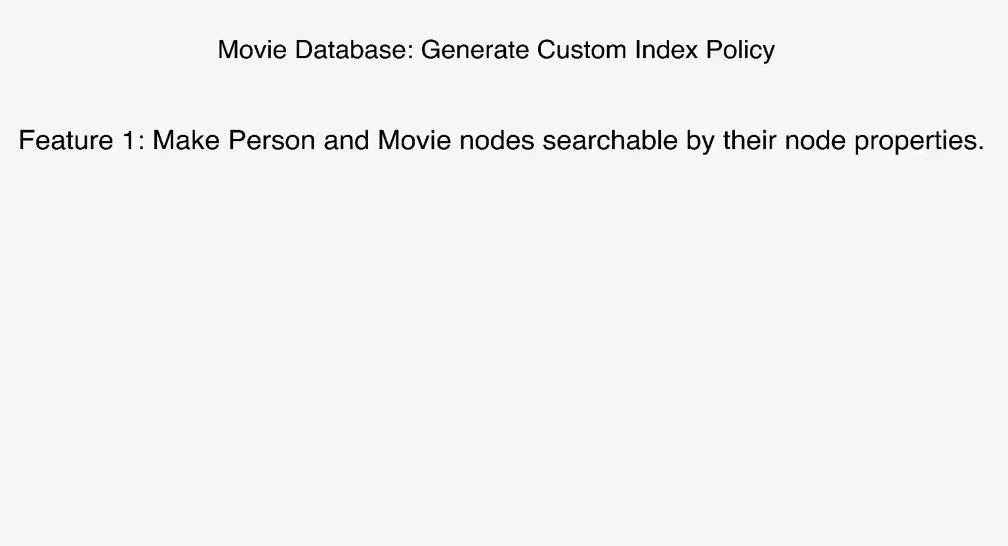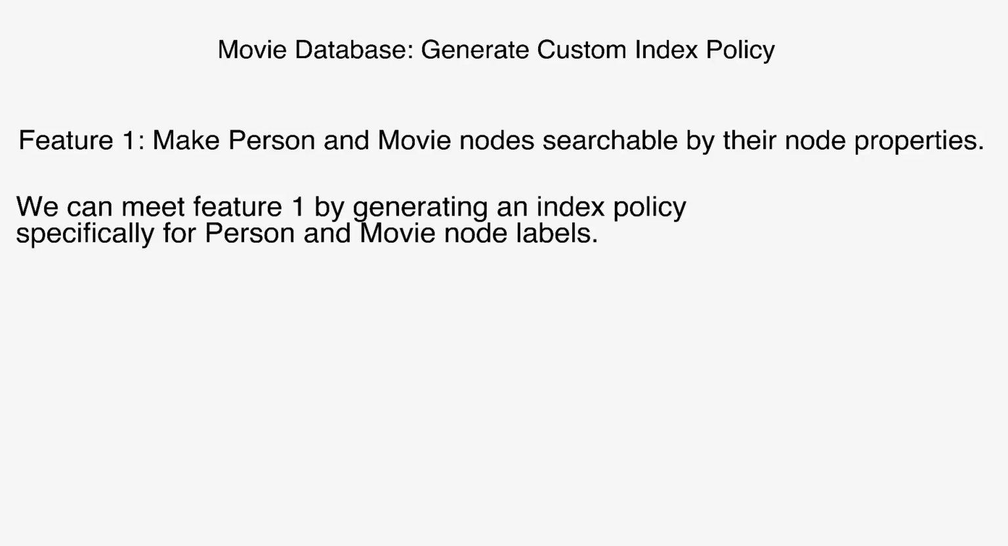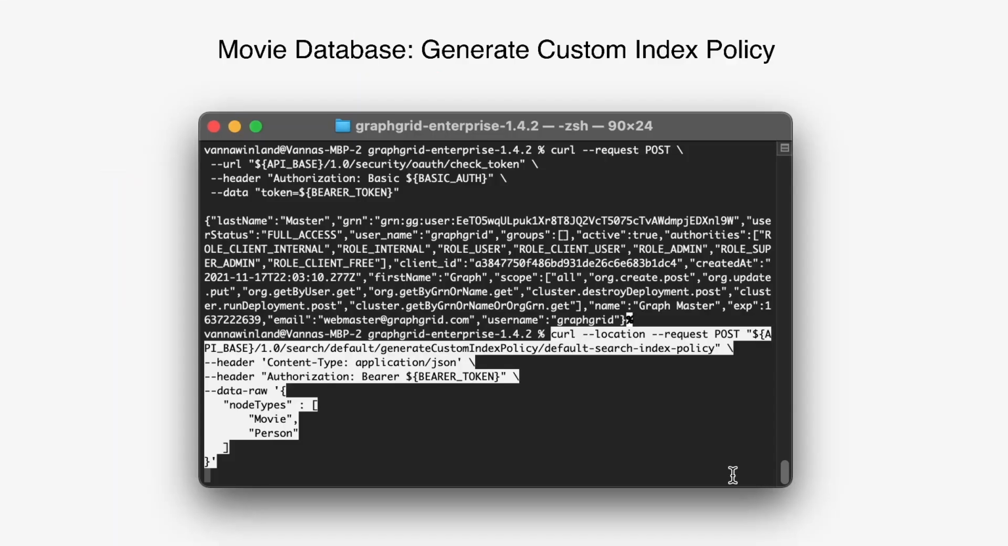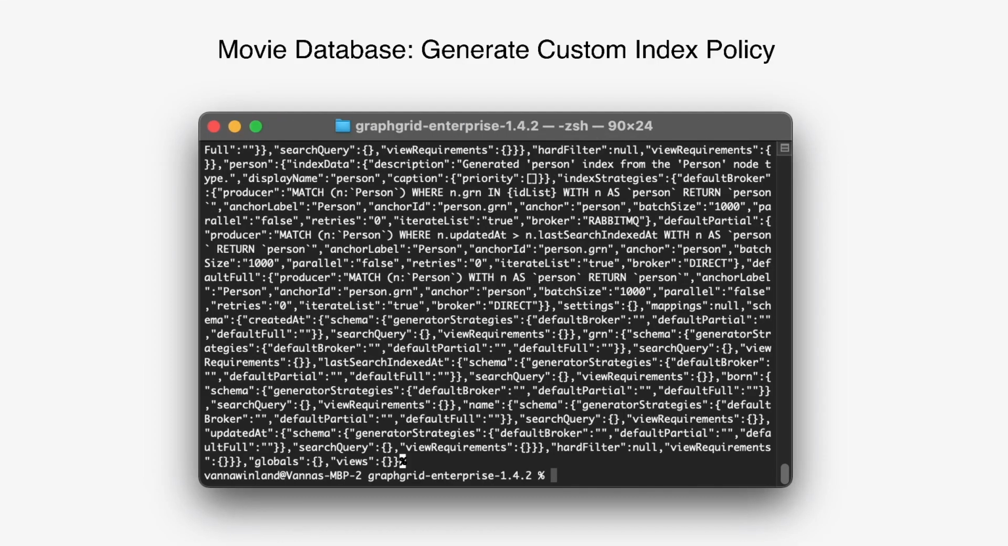Let's revisit feature 1. From what we know about generated index policies, we can set the policy schema for specific node labels and their properties. This means that we can meet feature 1 by generating an index policy specifically for person and movie node labels. If you're following along with the search tutorial on the doc site, you can copy and paste this curl command directly into your terminal. The request will return our generated index policy.